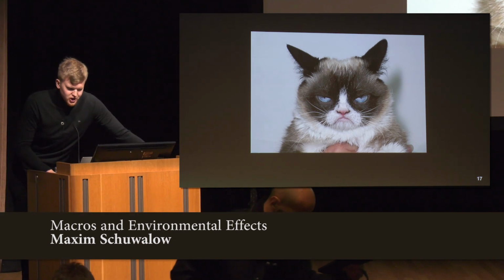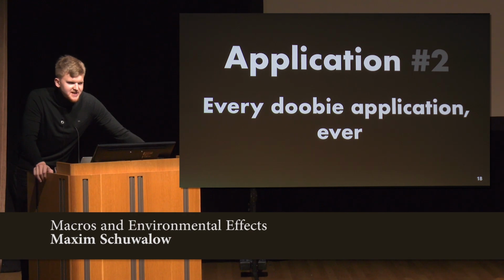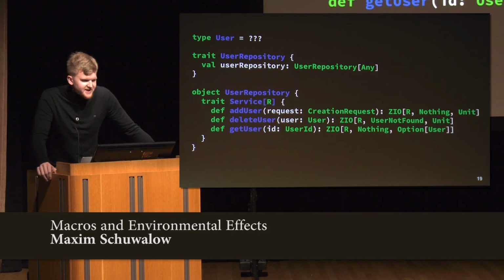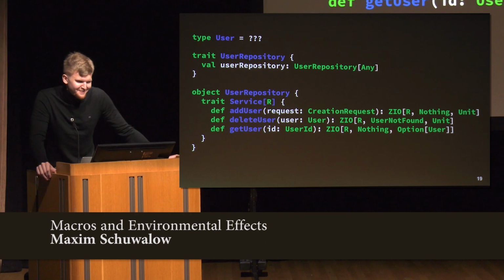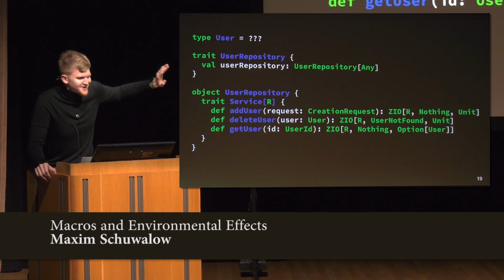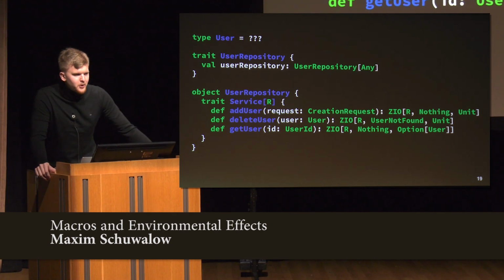The second application I want to look at is basically every Ruby application ever that uses Zio. You may have hit that issue or that roadblock yourself. So typically you will have some sort of repository. In this case, the user repository, because this is what you use for generic examples. So you have a function add user, delete user, get user. Nothing interesting is going on here.